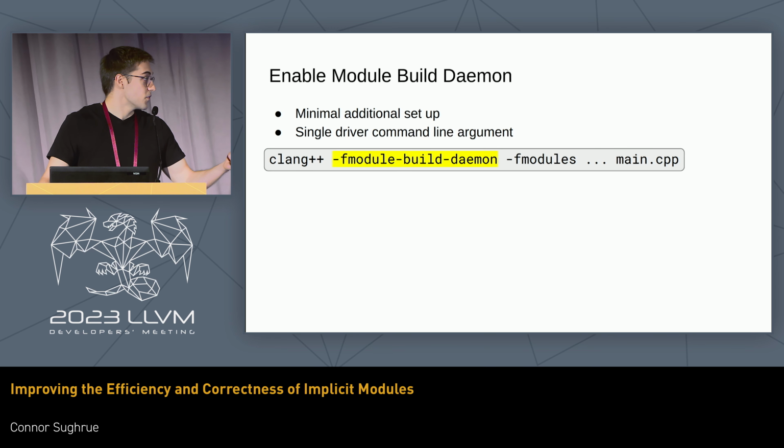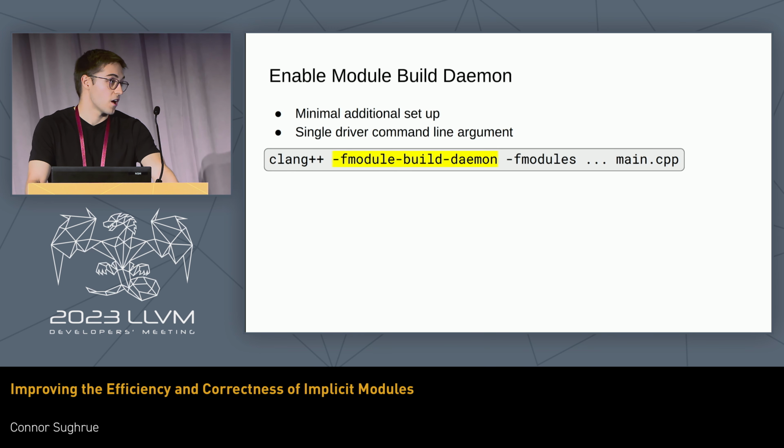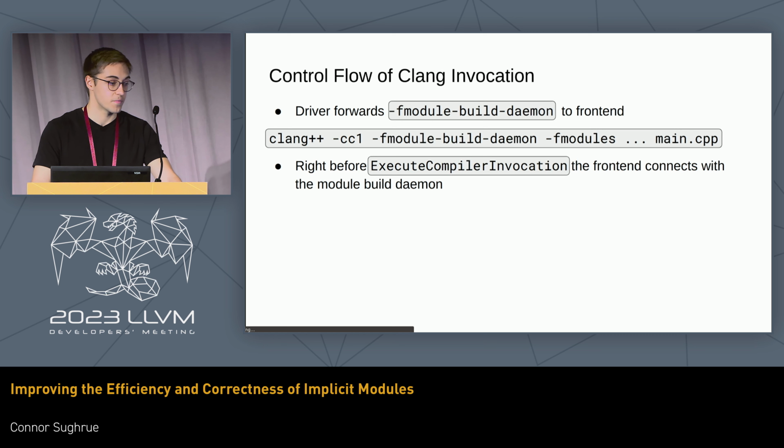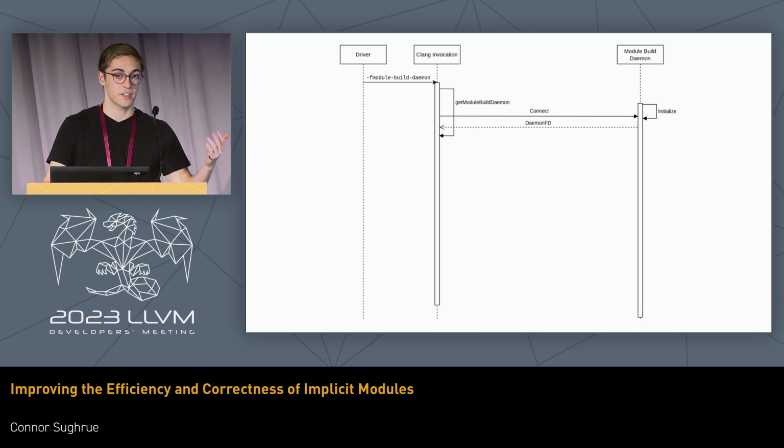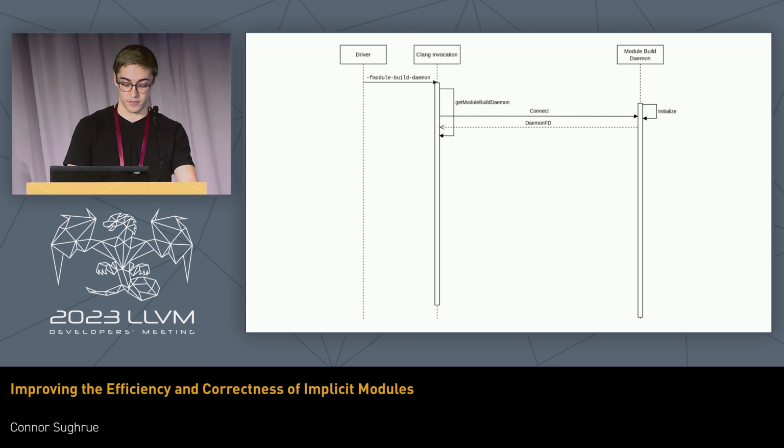Now, how do we access this functionality? It's as simple as adding a single argument to the command line, -fmodule-build-daemon. That argument will be forwarded from the driver to the front end. The driver never communicates with the daemon. And in cc1_main, right before ExecuteCompilerInvocation, the front end will connect and share its command line with the daemon. So here's a breakdown visualization of that. The argument is passed from the driver to the Clang invocation, which calls getModuleBuildDaemon, which returns a file descriptor that the Clang invocation can use to communicate with the daemon.